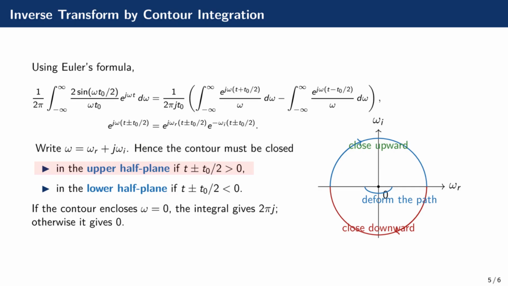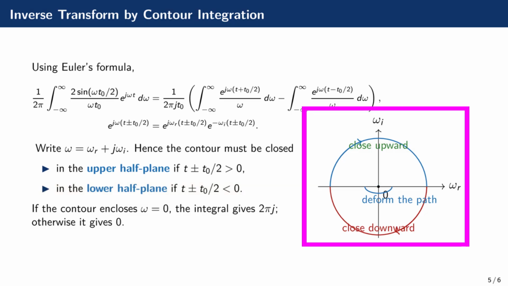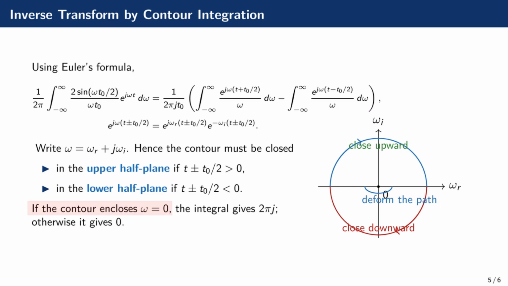That means if t plus or minus t0 over 2 is positive, we close the contour in the upper half plane. In this half plane, omega I is positive where the exponent decays. If it is negative, we close the contour in the lower half plane where omega I is negative and the product becomes positive. Also, the singular point at omega equals 0 is avoided by deforming the integral path. If the chosen contour encloses the singularity at the origin, we obtain a residue of 2 pi j. If it does not enclose the singularity, then by Cauchy's integral theorem, the result is 0.